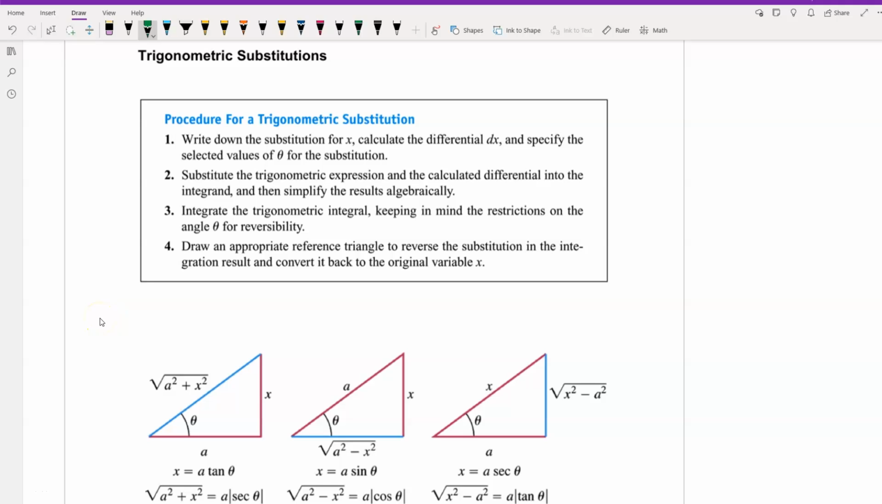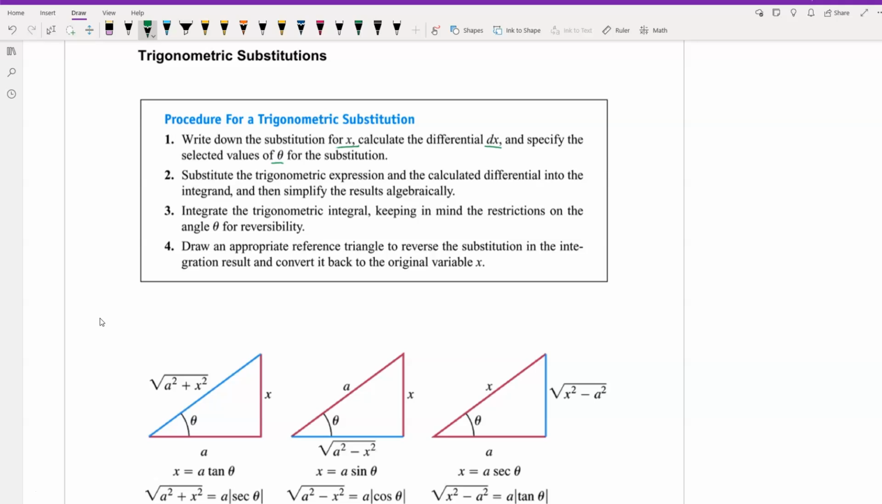In this section, we have trigonometric substitution. Here on this part, we have the procedure for the trigonometric substitution. Step 1, write down the substitution for x, calculate the differential dx, and specify the selected values of theta for the substitution. So this is our first step.